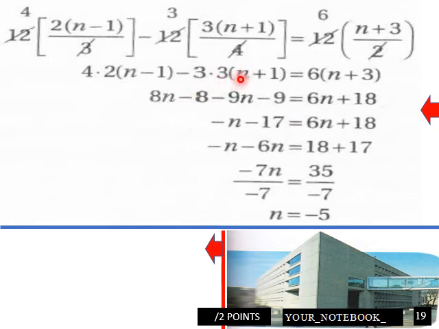3 times 3n plus 1. And then we get this, 4 times 2 times n minus 1. So that's 8n minus 8 minus 9n minus 9 equals 6n plus 18. Now we can combine like terms and solve for n. And when we do that, we come up with n equals -5.